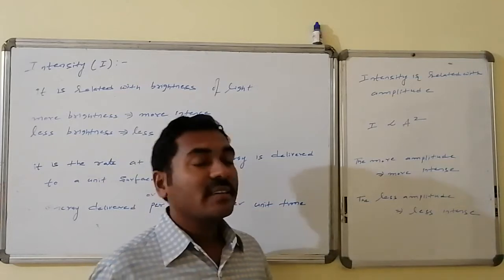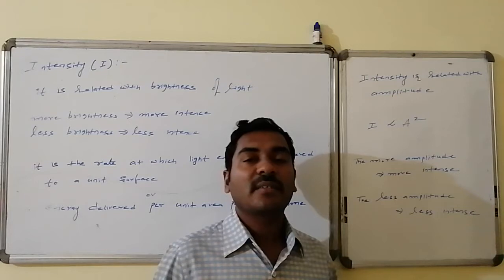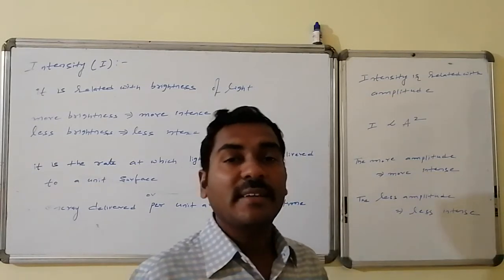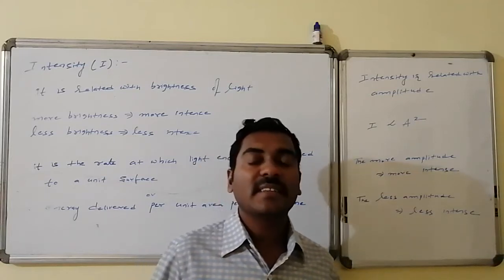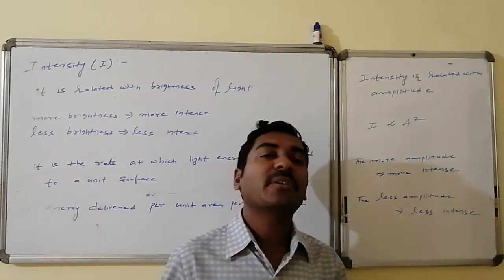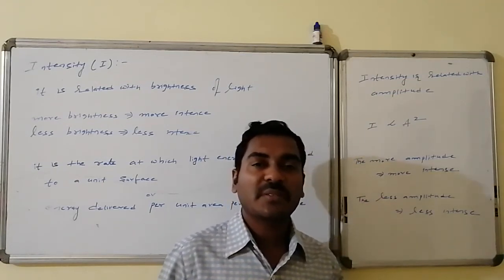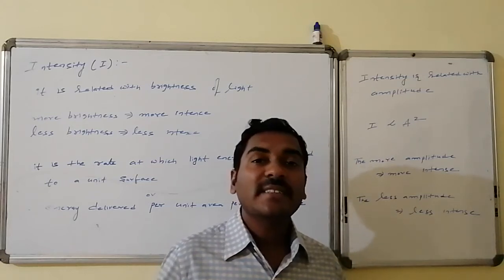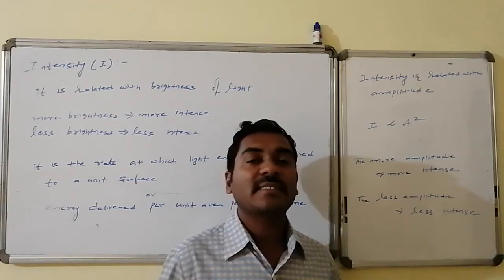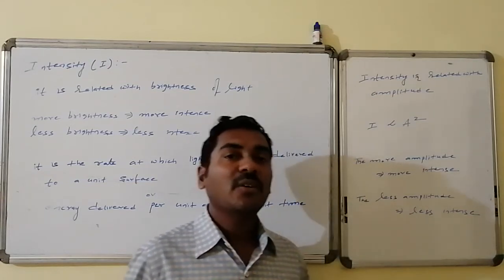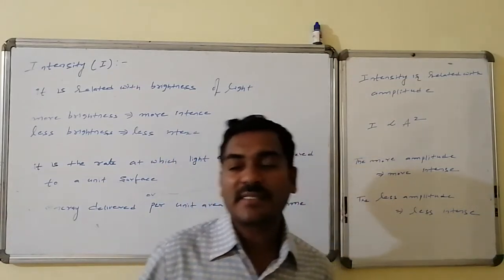Whereas intensity is related with the amplitude, as we discussed in the amplitude definition and amplitude related information. I, intensity is proportional to square of amplitude. As amplitude increases, intensity increases, because amplitude is measure of number of waves. More amplitude, more number of waves. Less amplitude, less number of waves. As number of waves increases, energy is additive property, energy is added, hence the intensity also increases. That is, I is proportional with A square. More amplitude implies more intense, less amplitude implies less intense.